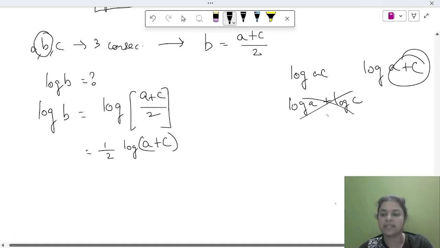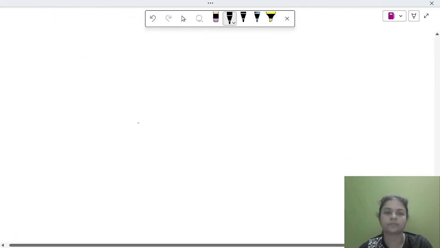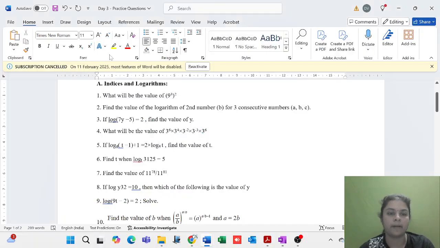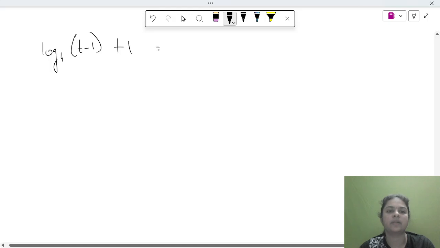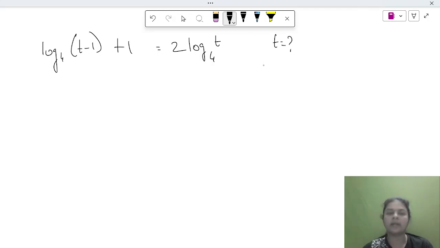So let us take this expression: log to the base 4 of (t minus 1) plus 1 is equal to 2 log to the base 4 of t. Find the value of t. Remember, you have to bring everything to the same base. Now this also you have to bring to the base 4, so you have to bring it into common bases.